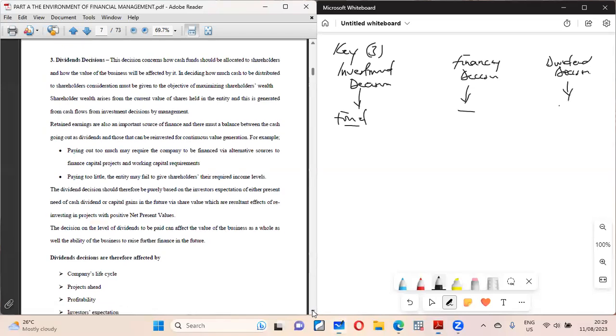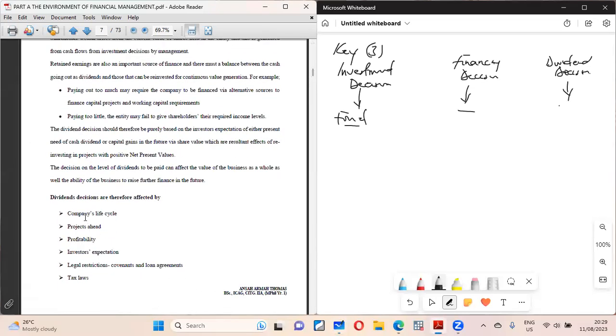But before you can pay dividend, check the company. Check the operating cycle of the company. If you start a company today, first year, you don't pay dividend. Come on. First year, the company is just starting, so how do you pay dividend? Also look at the projects ahead. Are there available projects you need to invest the money in? If there are available projects, reduce the amount of dividend that you are paying. Check profitability. If you are getting more profit, then you can pay more dividend.